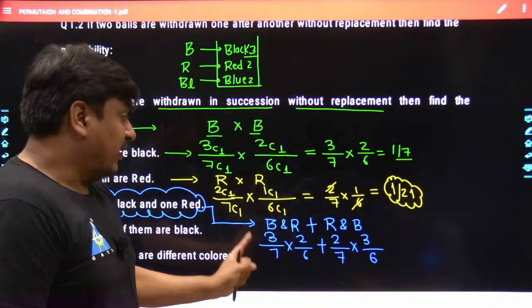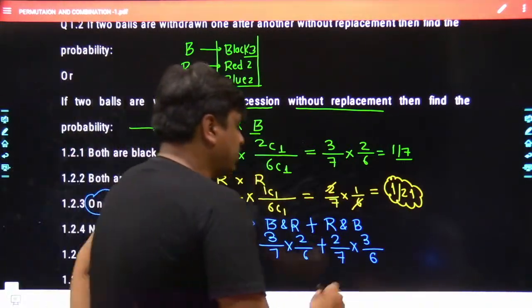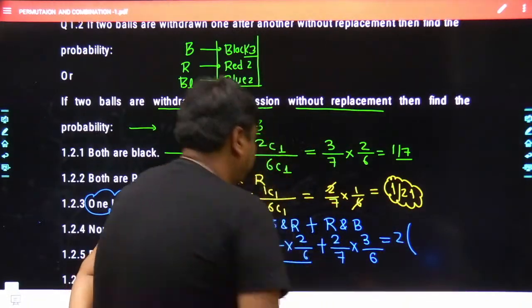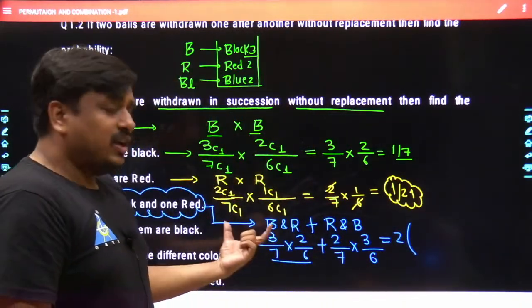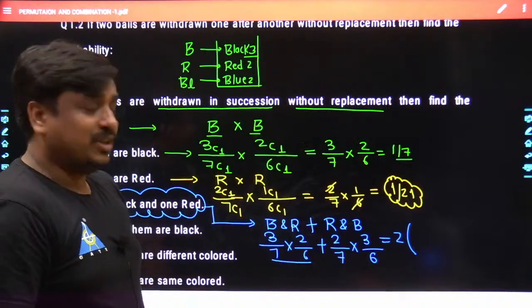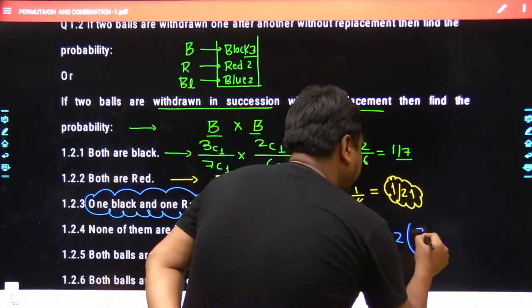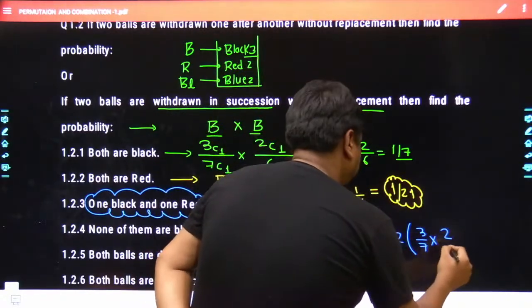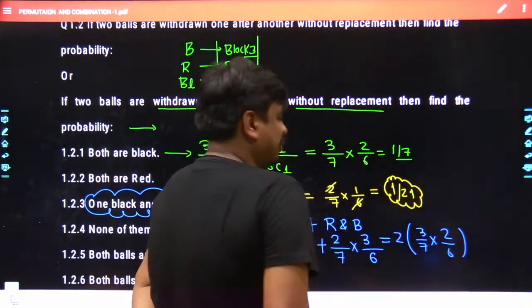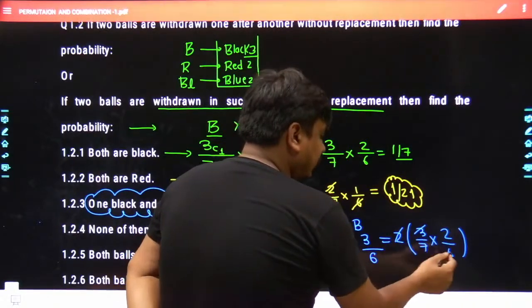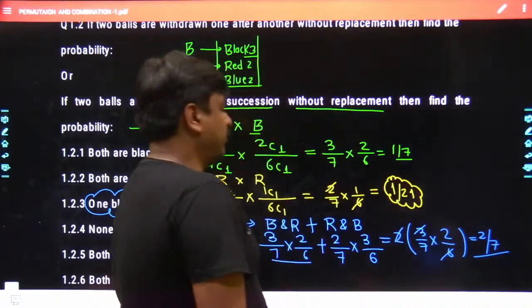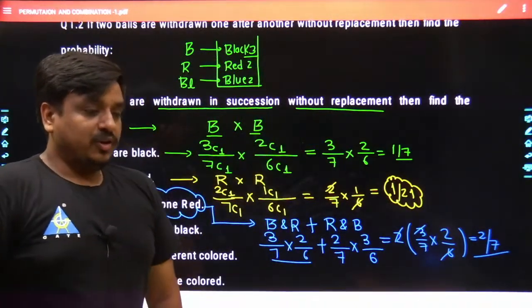So whenever this sort of problem comes into the picture, I would request all of you to just calculate the first factor, and once you are done with the first factor, just multiply with 2. That's it. So here it becomes 3 divided by 7, multiplied with 2 divided by 6. Obviously 2 into 3 is 6, and the result we get out of it is going to be 2 divided by 7.